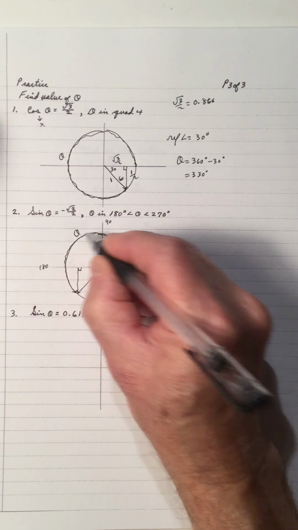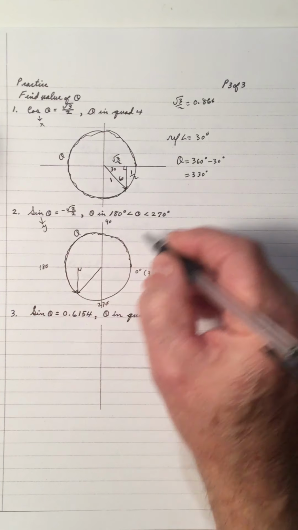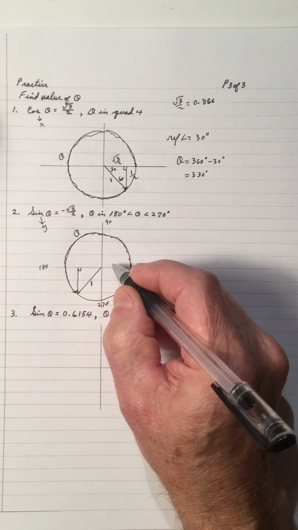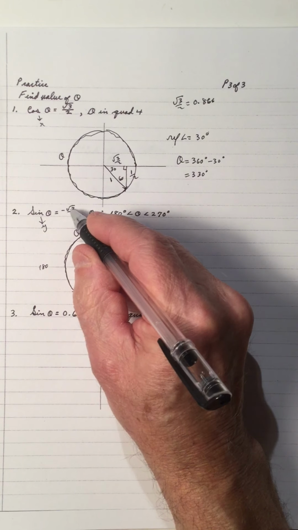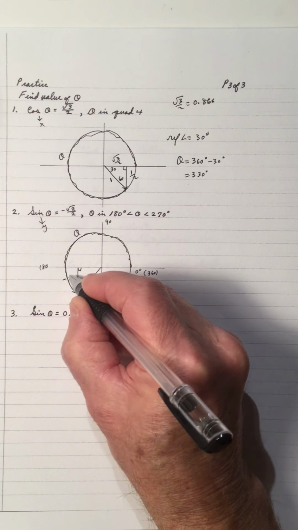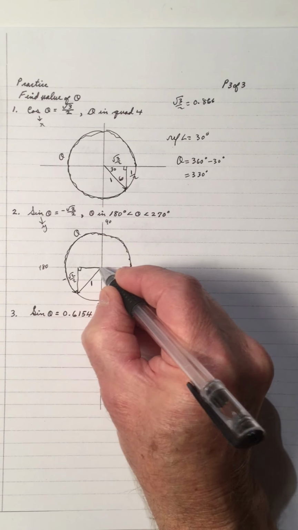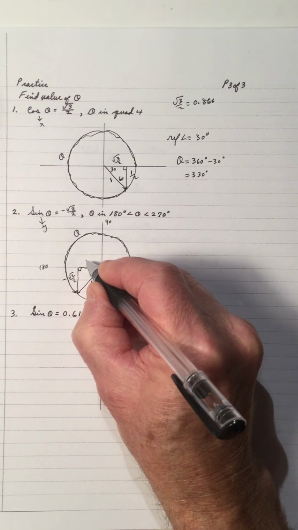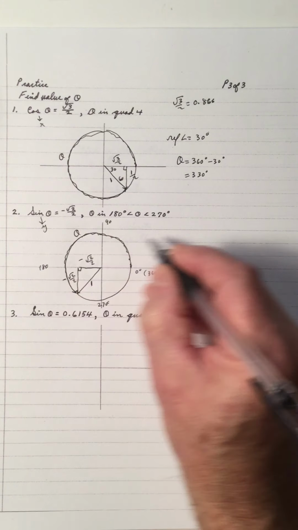So that's theta. And sine is related to the y, and the hypotenuse, or the radius of the circle, is 1. And so we have a negative, so the y is a negative root 2 over 2. That makes sense because it's going down. So because that's a root 2 over 2, then this side is going to be root 2 over 2. And on this side, x is negative.